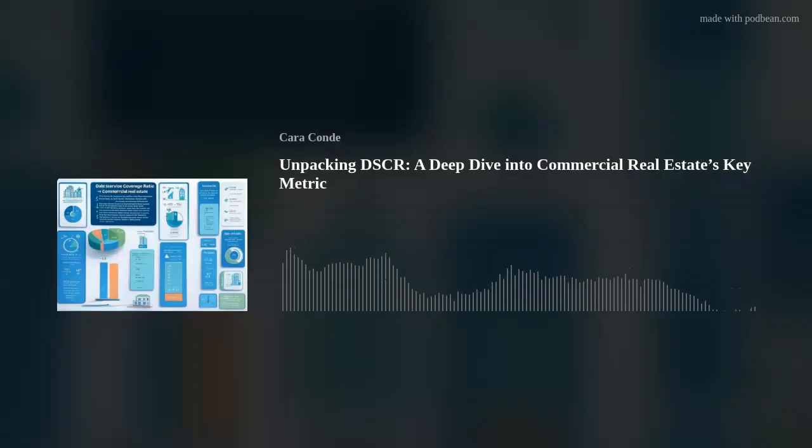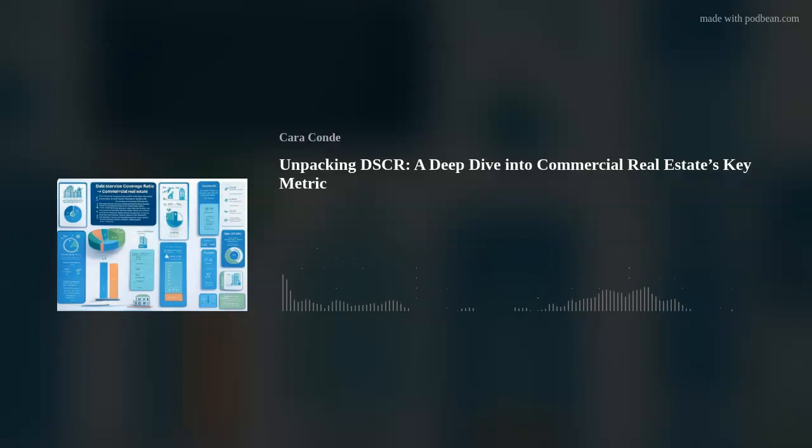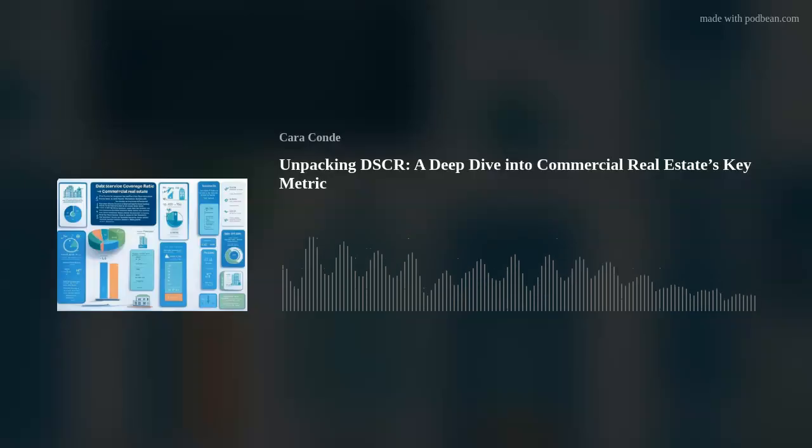What is DSCR at its core? DSCR is a simple way to measure whether a property can cover its debt payments with the income it generates. Think of it this way: does the property make enough money to pay its bills? That's basically it. And the formula is really straightforward. DSCR equals net operating income, or NOI, divided by the total debt service.